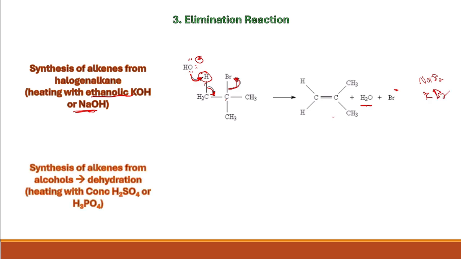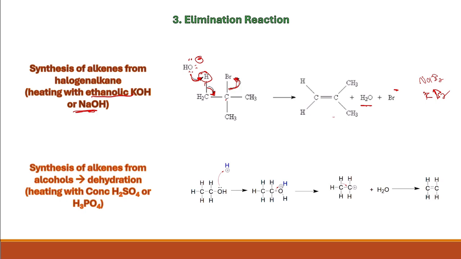Another elimination reaction with a different mechanism is the synthesis of alkenes from alcohols. This is called a dehydration reaction. This is a specific type of elimination. It is called dehydration because we remove a molecule of water. To achieve this reaction, you need to heat with either concentrated sulfuric acid or concentrated phosphoric acid. The acid here will act as a source of protons for the first step of the reaction.